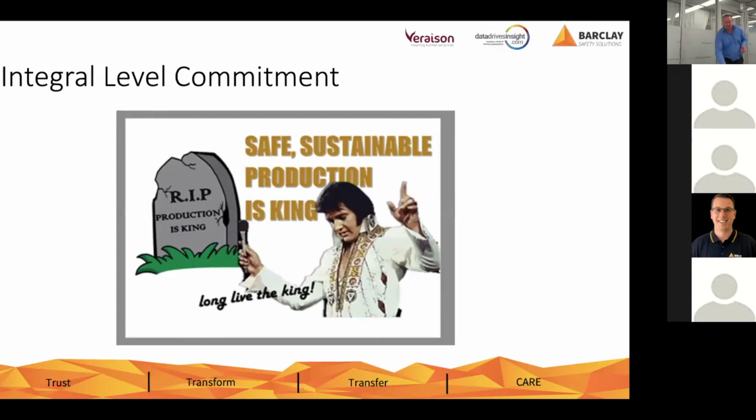So there was a group who really got this, and they created a poster. They used to have production's king, the funny team, so they said, let's make a big poster and it says, rest in peace, production's king is dead, and instead they've got Elvis up there that they've now all signed and said, safe, sustainable production is king for us, right? Now those folk are in the process of transforming the way they do business from a reactive culture all the way through. They're currently in an achieving level, moving towards integral. They'll be doing a case study at the upcoming Australian Institute of Health and Safety National Conference, that particular organisation. So if you're interested in that, tune in for that one.